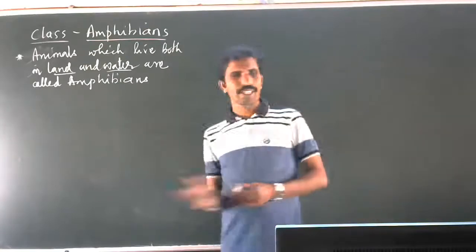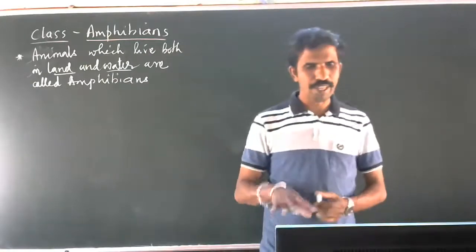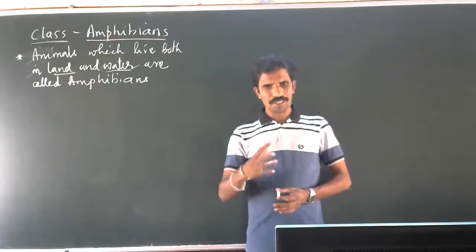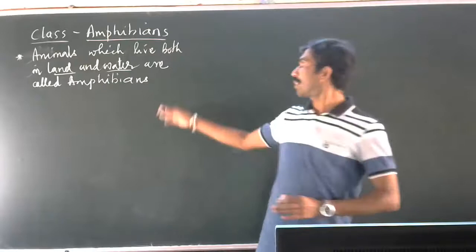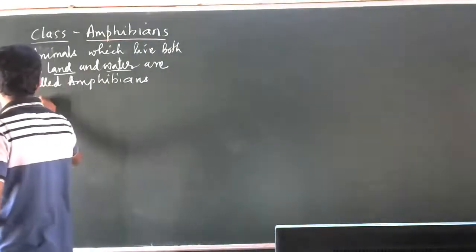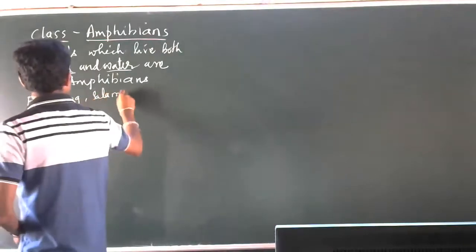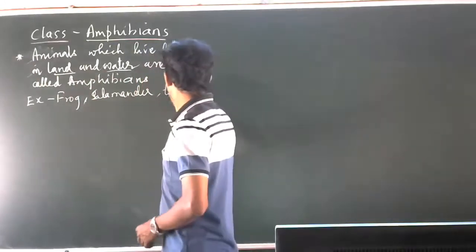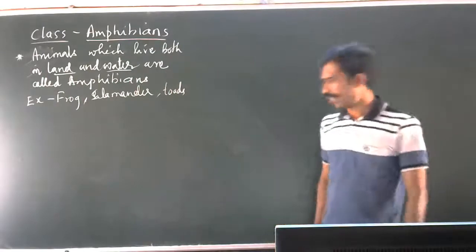That means they can respire through skin. They respire by gills, and they respire by lungs also. They have lungs, gills, and they can respire by the skin also. That is the advantage of this group of animals, amphibians. Usual examples: frogs, salamanders, toads commonly come under this group of animals.